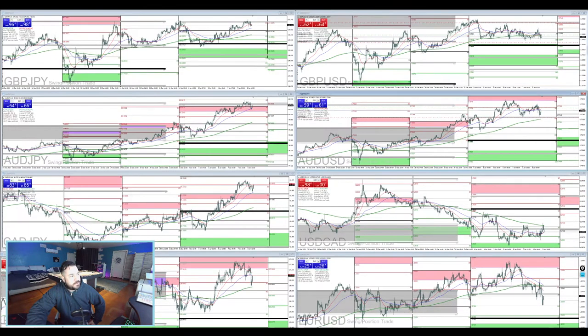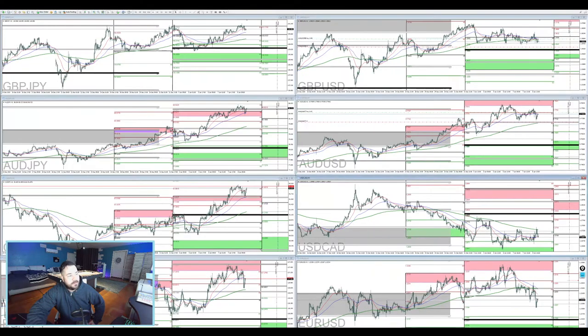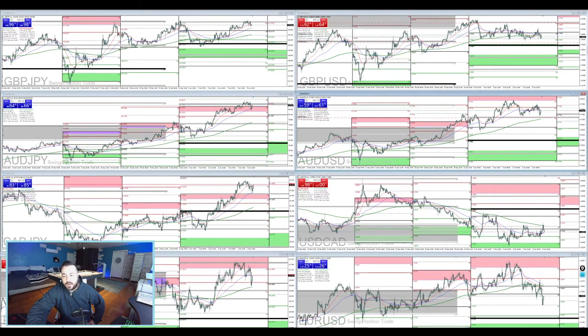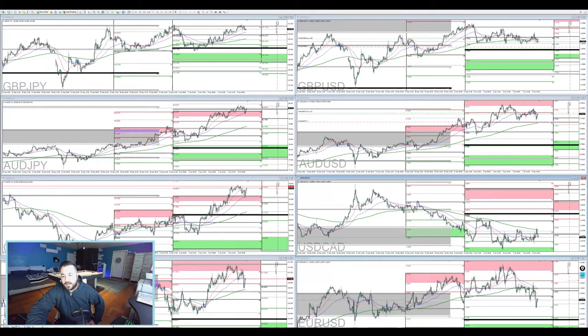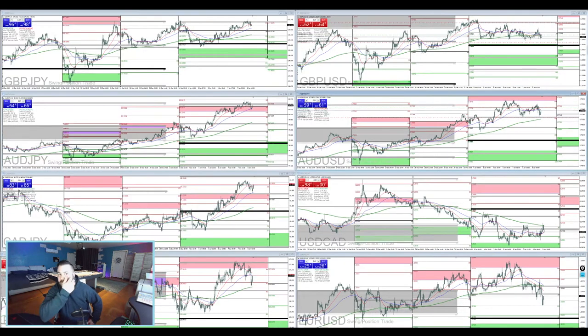So I don't see any. I'm looking at every single one individually right now. I don't think there's going to be any major gaps unless there was anything that happened over the weekend. Now, we did get, okay, back to the main account.